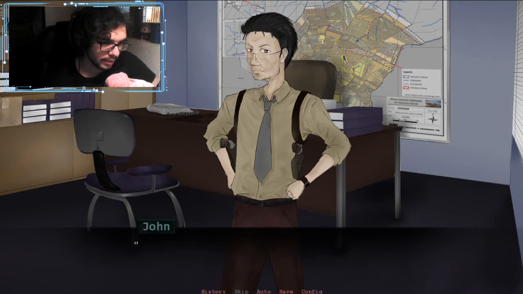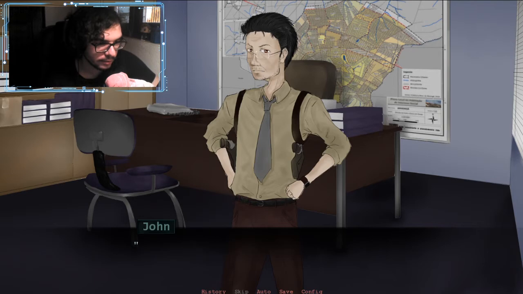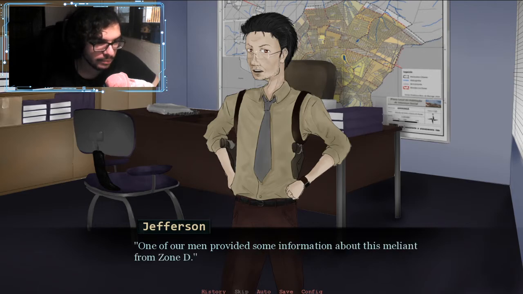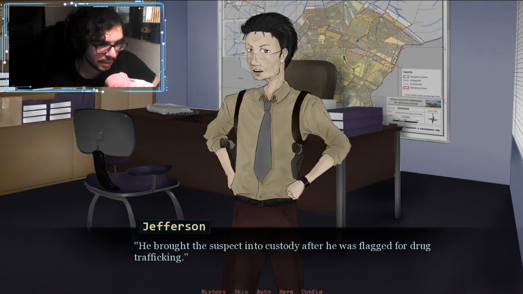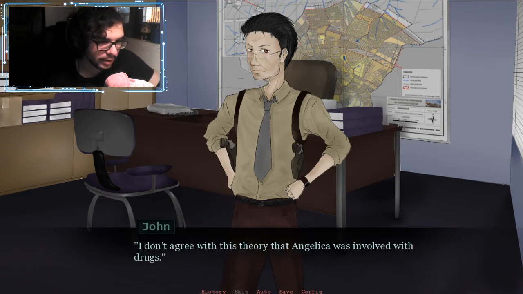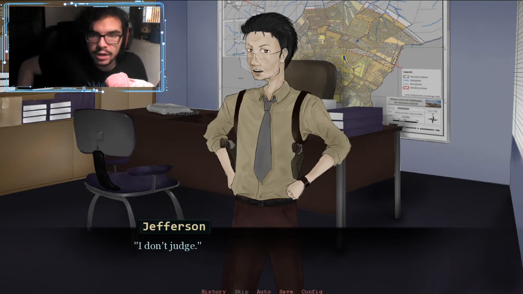I'd like to turn a suspect. A suspect? I don't know if you've ever heard of a Zone D dealer. They call him the Shredder. Yeah, I must have heard of it. As a part of our investigation into the Angelica's case, one of our men provided some information about this Meliant from Zone D. He brought the suspect into custody after he was flagged for drug trafficking. Okay, there's only one problem. I don't agree with his theory that Angelica was involved with drugs. My job is just to investigate, John. I don't judge. But okay, if she was involved with drugs though, wouldn't they have detected it in the autopsy?